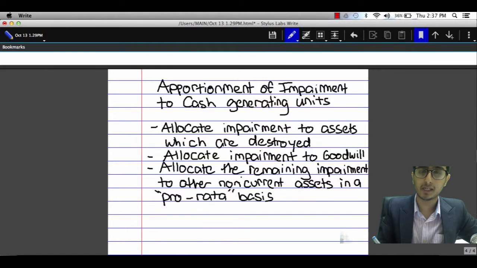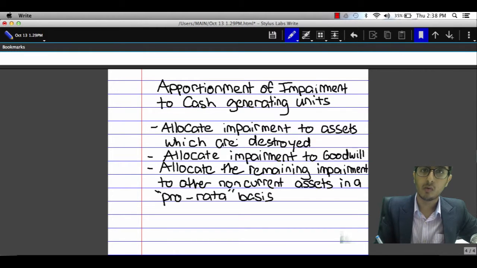Now, this impairment is basically for the whole group of assets. Now, we will have to allocate impairment to each asset. But in which order? IAS 36 tells us that we first should allocate impairment to assets which are destroyed. Supposing the carrying value of the asset, say, is 20, and we have an impairment loss of 50. This means in the asset which is destroyed, I have to first allocate the full amount of 20.